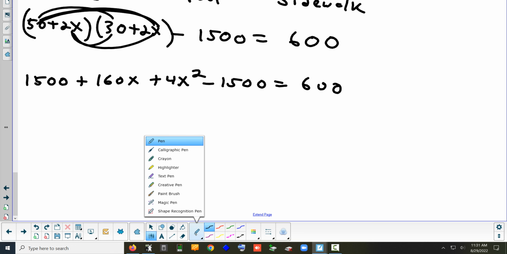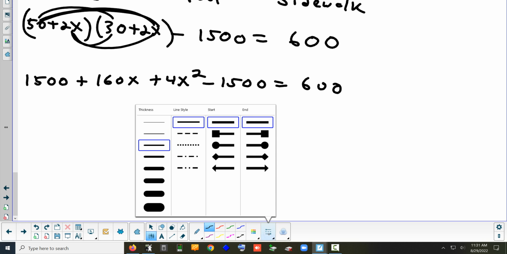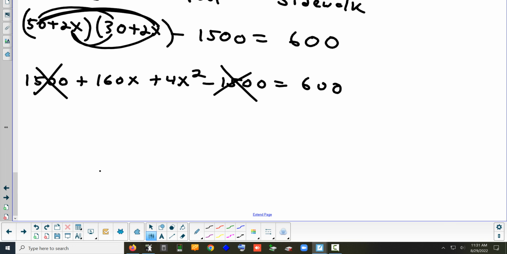Okay, so first thing we can do, does anybody see something that cancels out? Yep, so that's gone. And when you have an equation where the highest exponent is 2, what kind of equation is that? Remember that? Quadratic. It's a quadratic. So whenever you're solving a quadratic, you want that equal to 0. So we'd have 4x squared plus 160x. How would we get the 600 over on the other side? Subtract it.